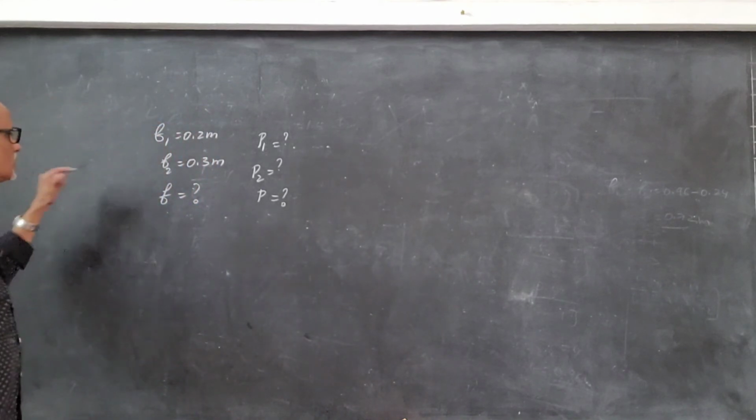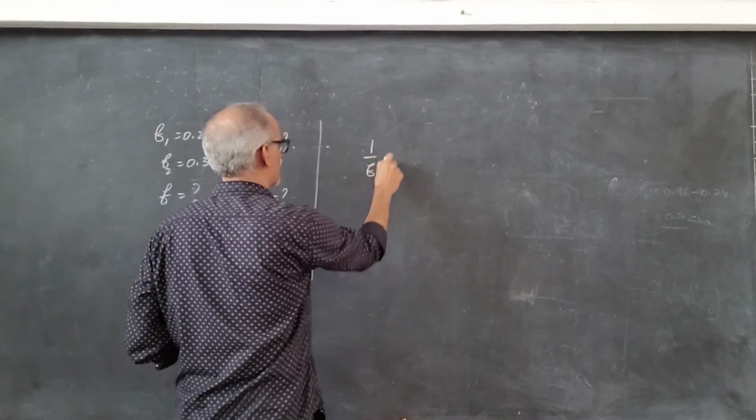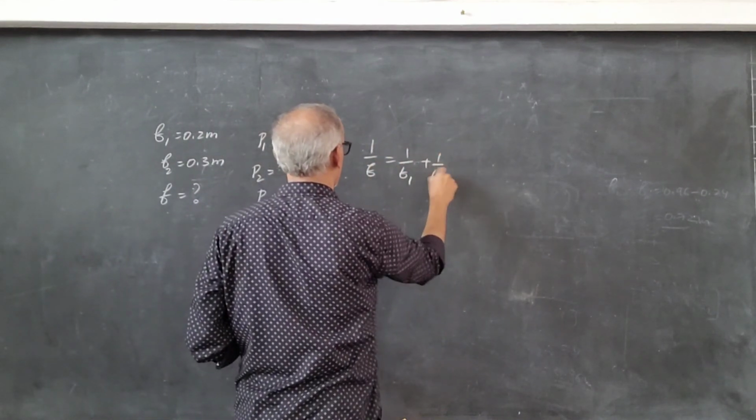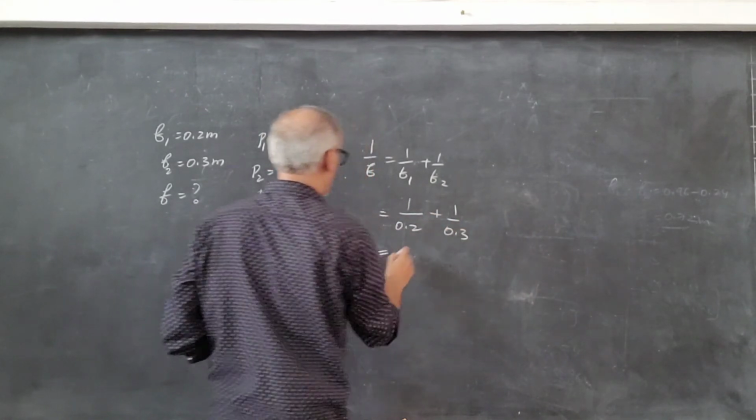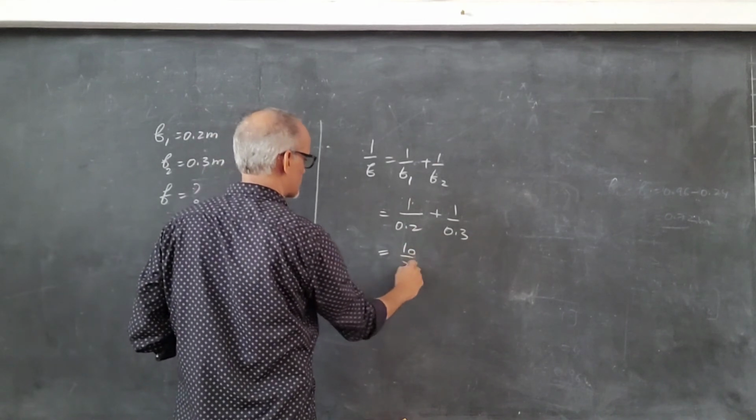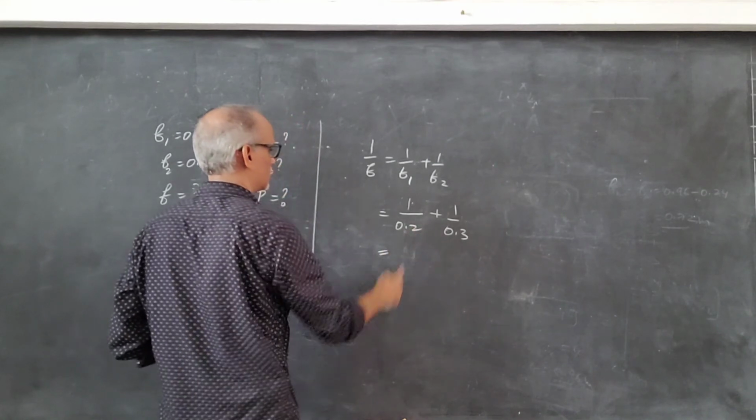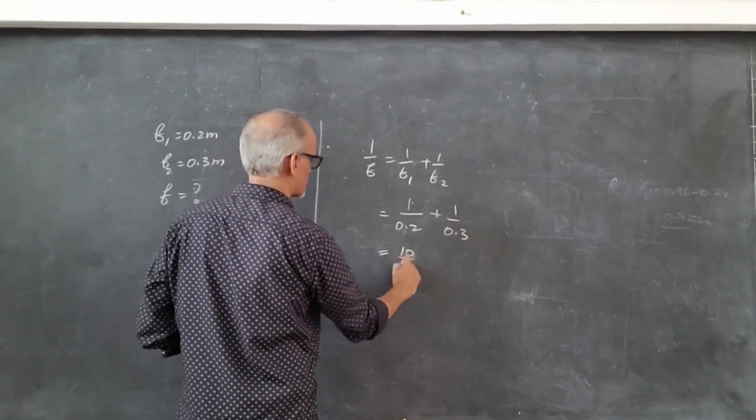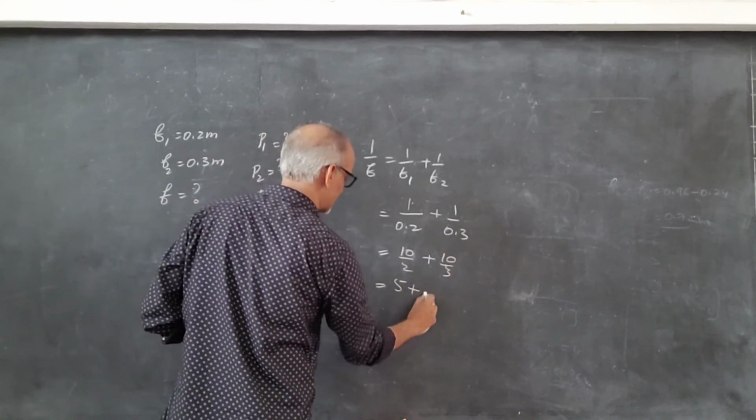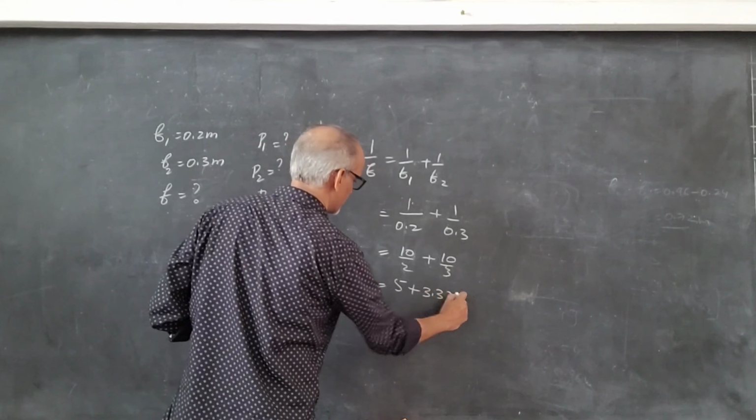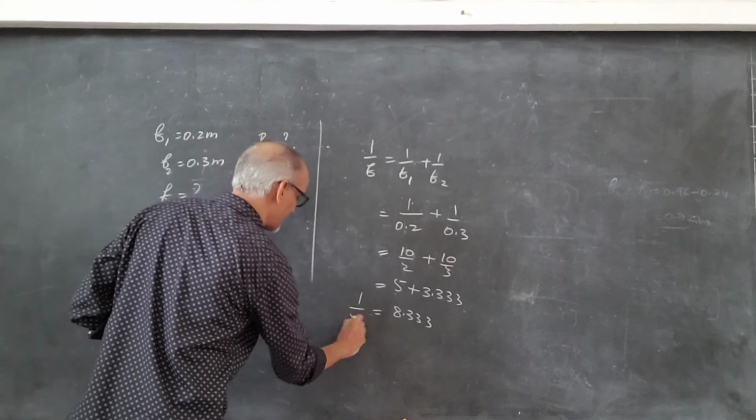Very easy question. F1 and F2 are given, find F. The relation is 1 by F is equal to 1 by F1 plus 1 by F2. So 1 by 0.2 plus 1 by 0.3. 1 by 0.2 is the same as 10 by 2, multiplying by 10 here, correct. So 10 by 2 is 5, and 10 by 3 is 3.333. So you will get 8.333, which is 1 by F.